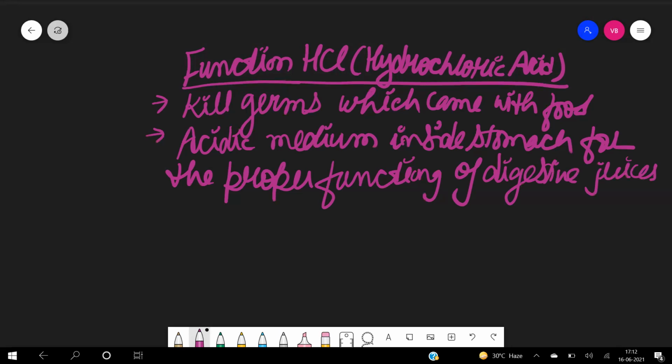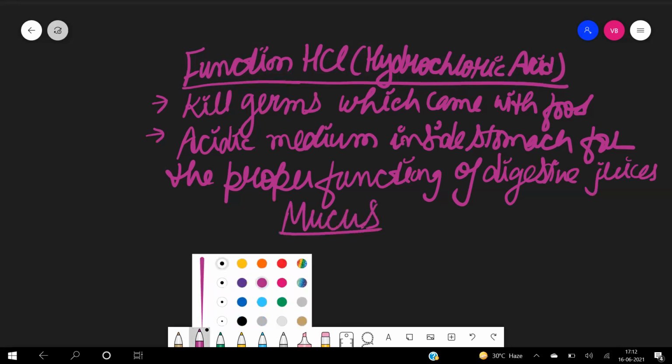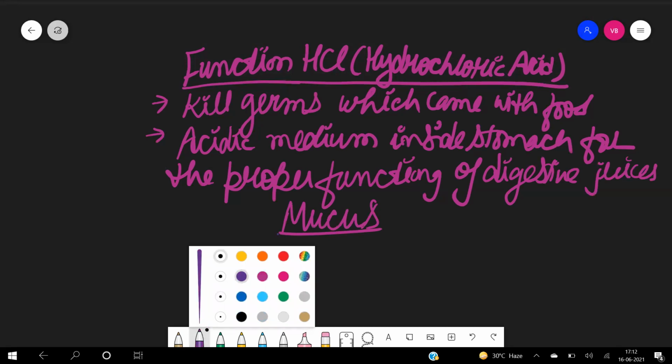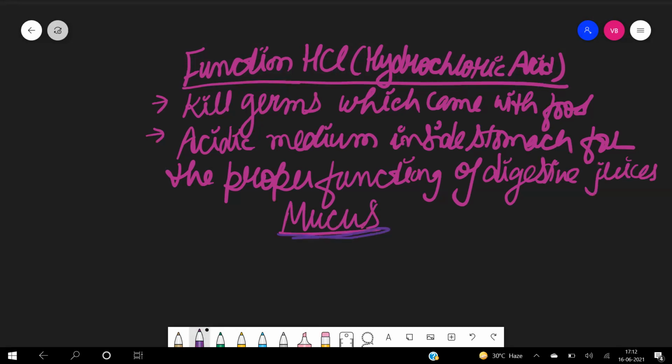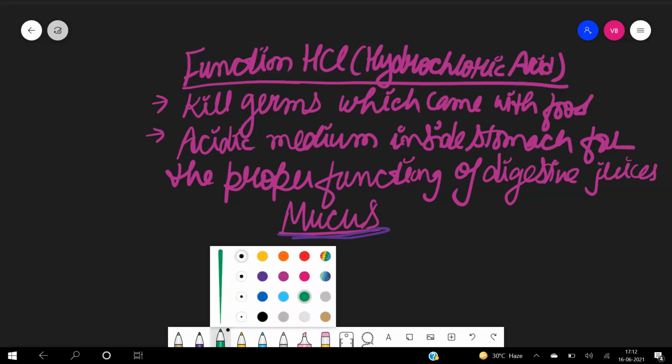This hydrochloric acid will become harmful if it is secreted or released in large quantity. It can create some problem like acidity. So this acid is present inside the stomach, as I told you. This acid can also damage the internal lining of the stomach. So mucus, that is one of the other secretions secreted inside the stomach.